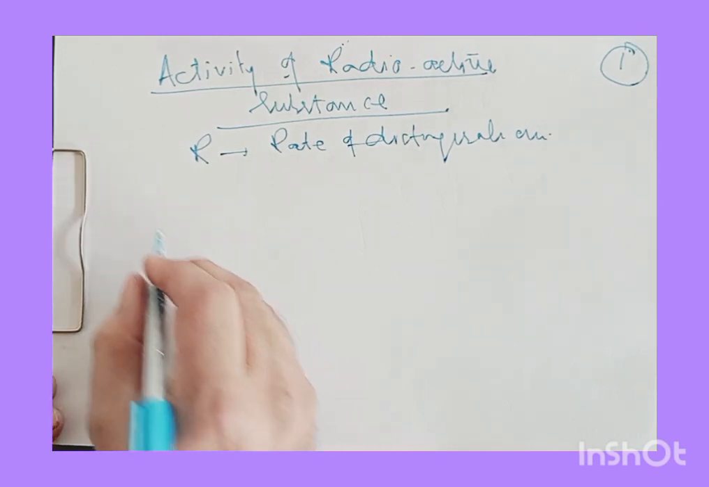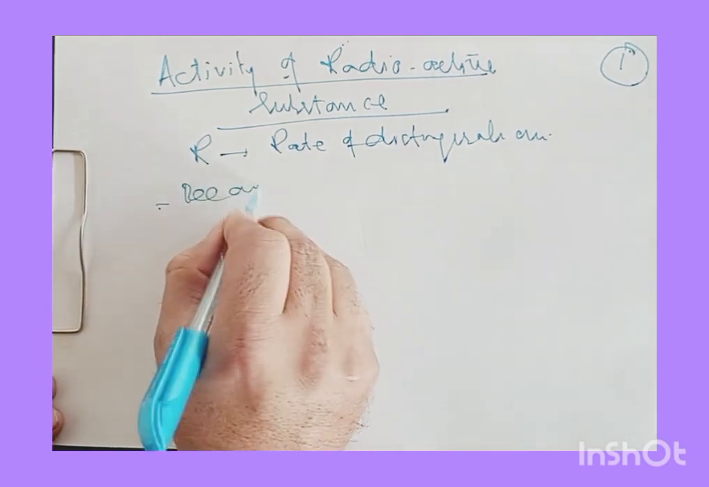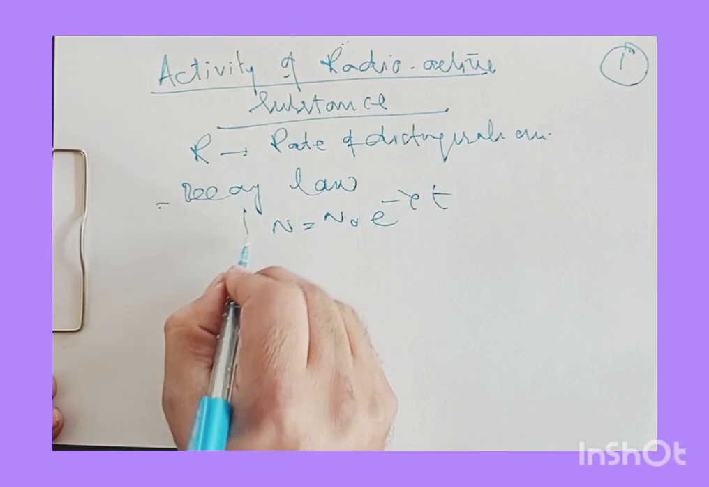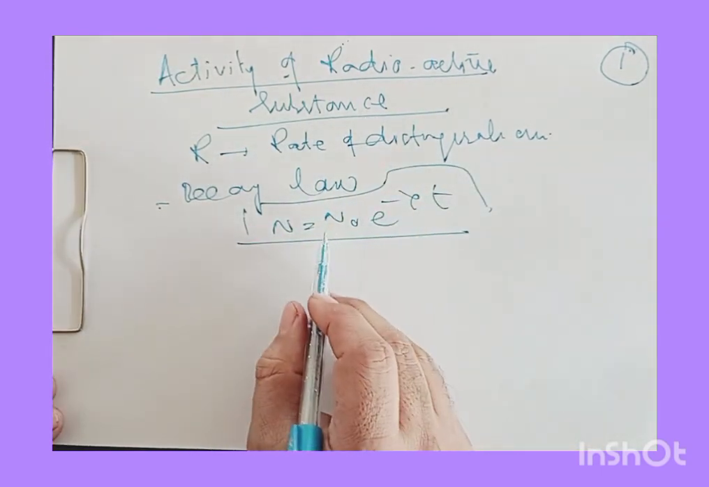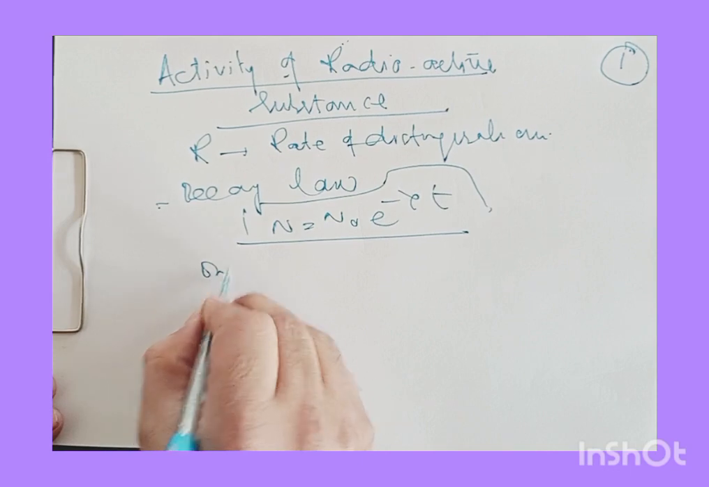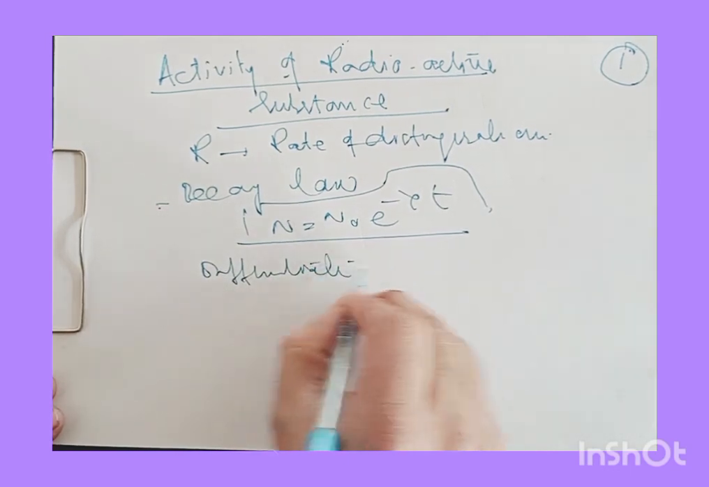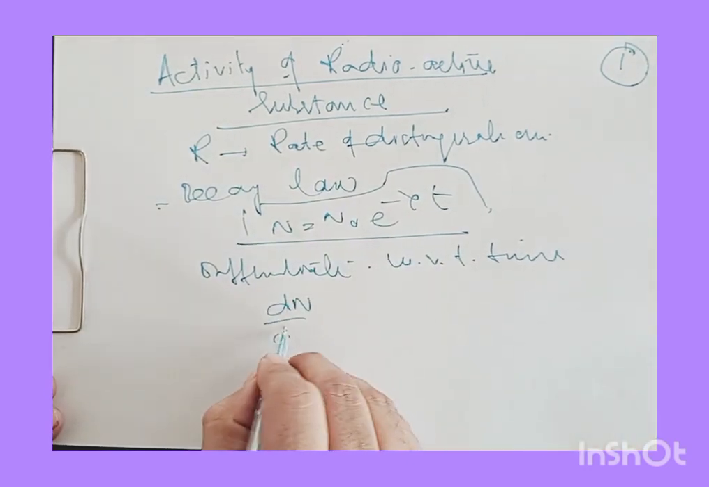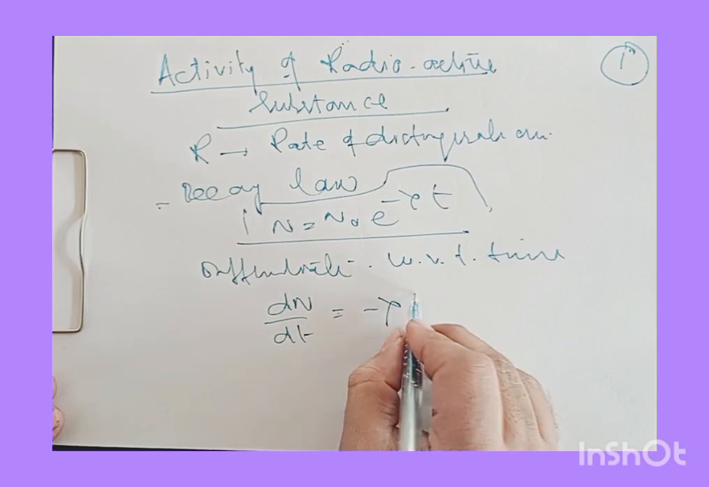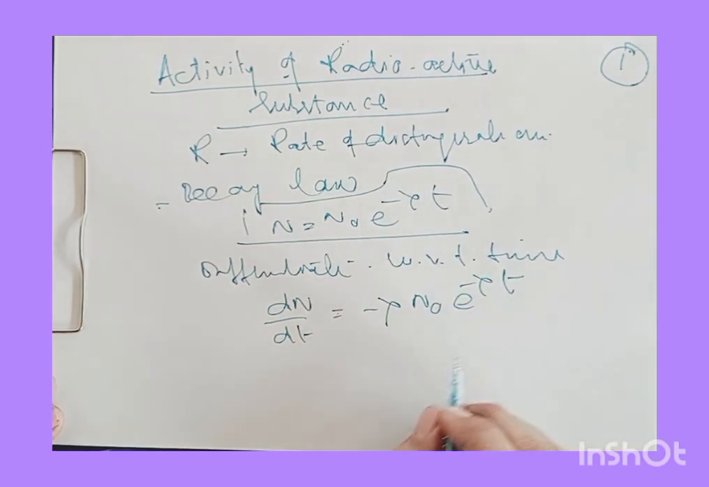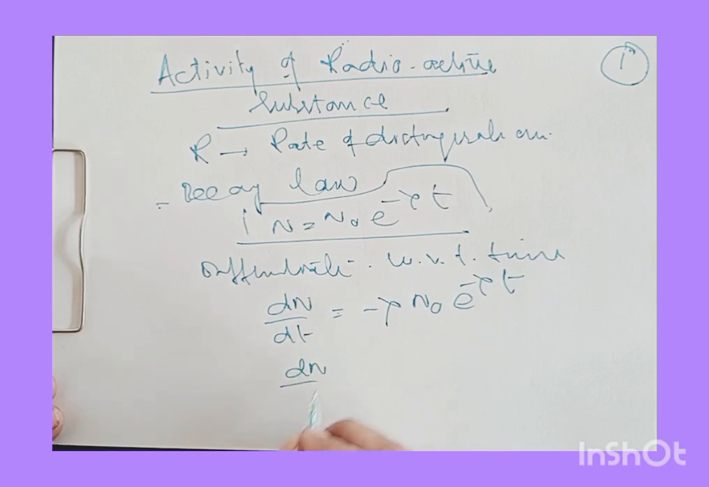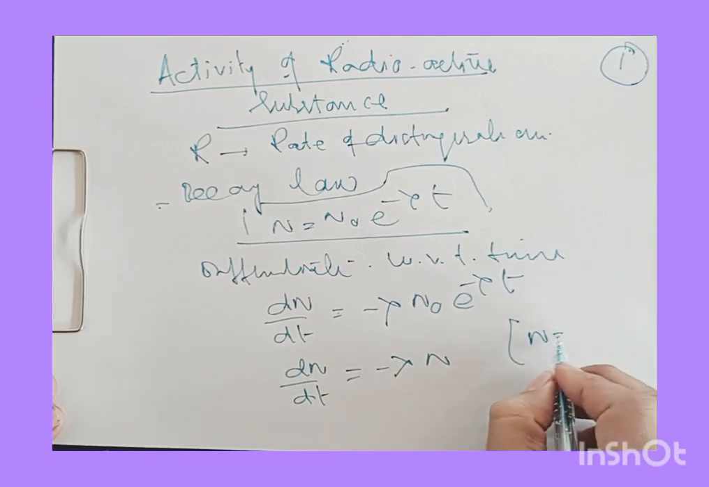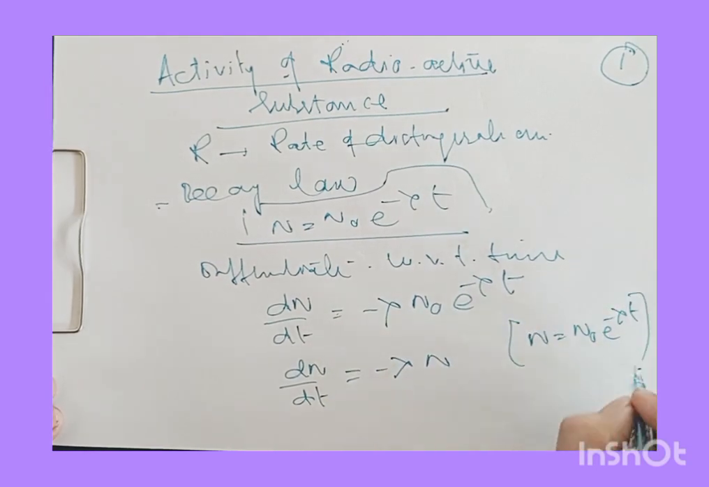We know the decay law. First of all, if I write down the decay law, what's the decay law? N equals n naught e to the power of minus lambda t. Now if I differentiate this equation with respect to time, what am I going to get is dn by dt is minus lambda n naught e to the power of minus lambda t. So dn by dt will be minus lambda n, because n is equal to n naught e to the power of minus lambda t.